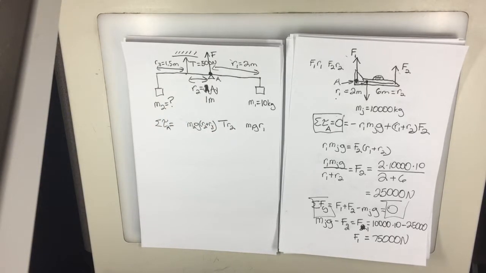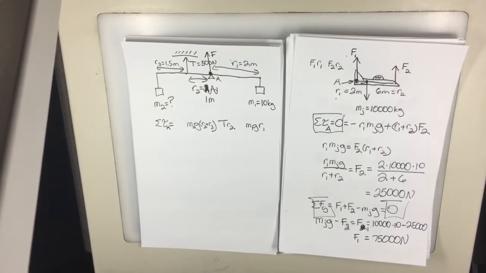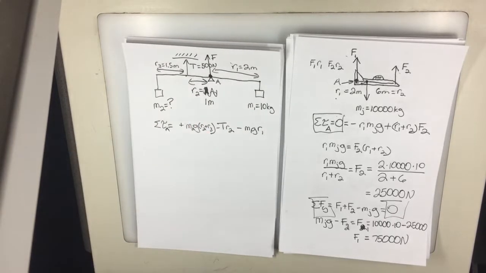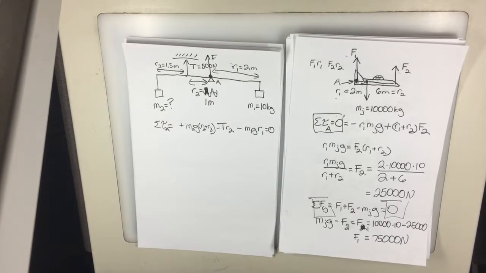Now we do the signs according to the right-hand rule. M2 is to the left of the fulcrum and down, so it's a positive. Tension to the left of the fulcrum is up, or negative. M1 is to the right and down, or negative. So it's positive, negative, negative is the signs, and that's all equal to 0. The only unknown in this particular equation is T.